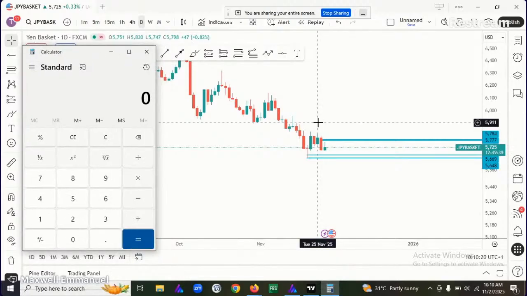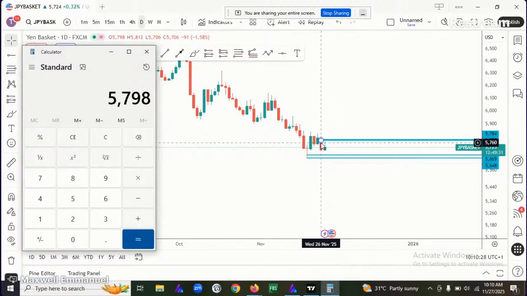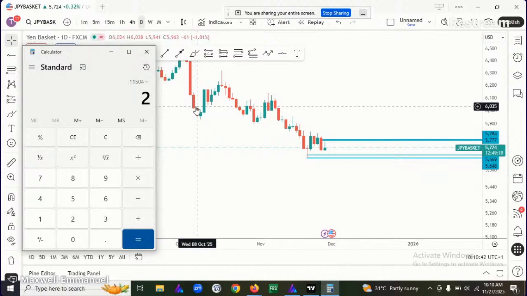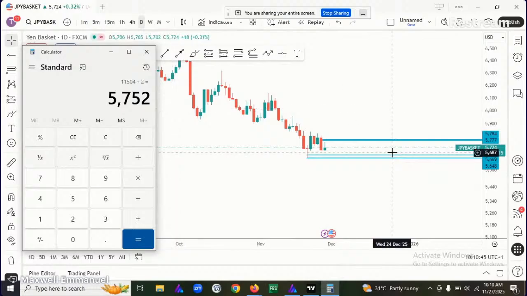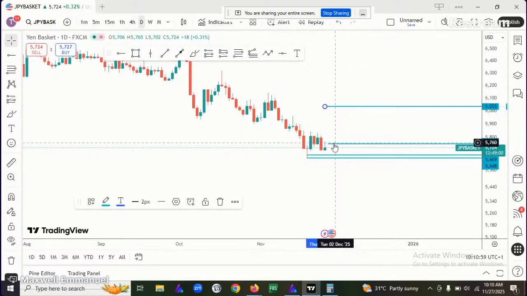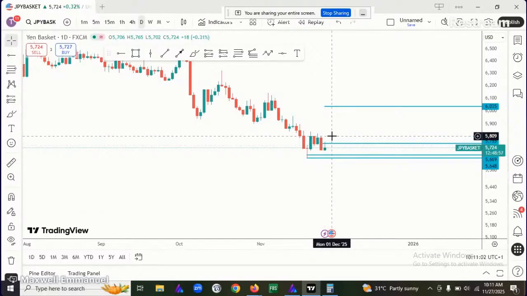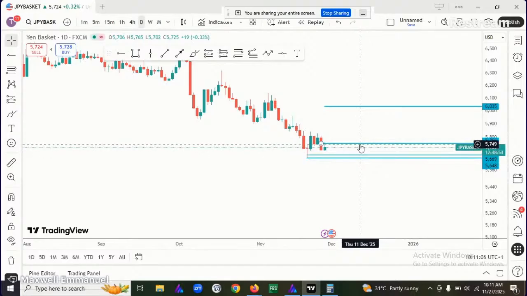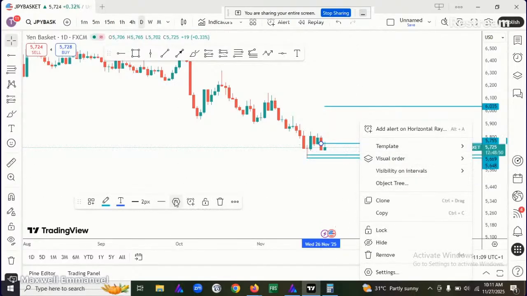Let's get the average candle. 5798 plus 5706. Okay, so we divide it by 2. 5752. That's the average. Can you see that? 5752. You can see that the market has tested our average value. 5752. That's our average value.